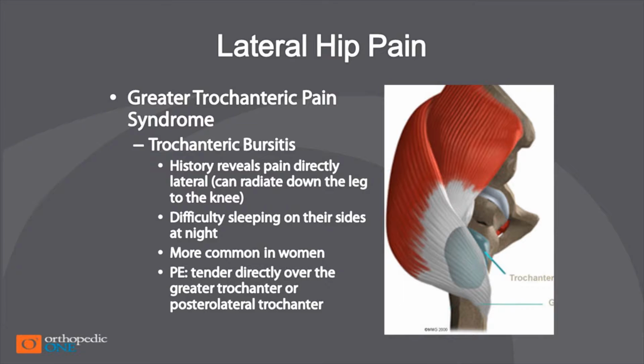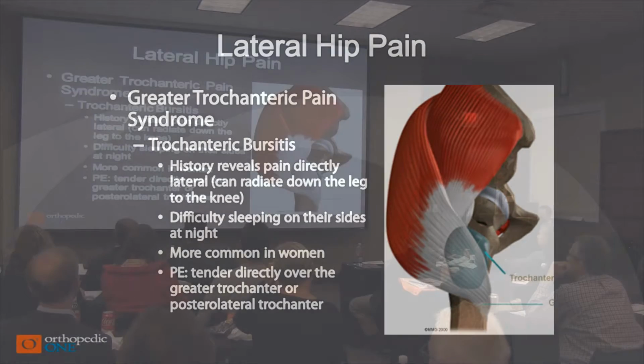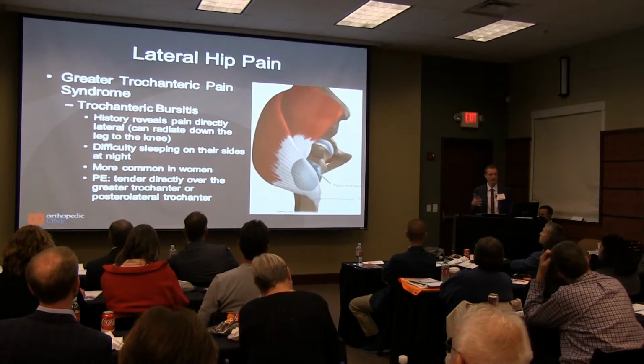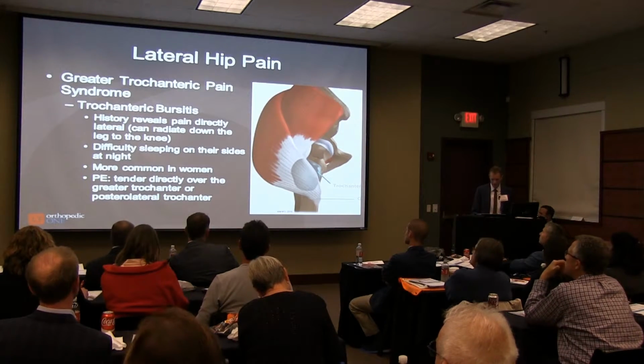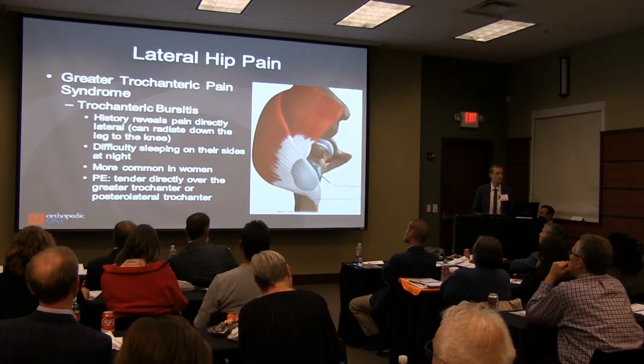Just a good history reveals that patients are painful directly lateral. This can radiate down the leg, but it usually never goes past the knee. It can cause pain and tenderness down by the knee too, but mainly it's right up around the trochanteric region. These people will specifically say, I cannot sleep on my side, I can't sleep on that affected side, because they're basically putting all of their body weight directly onto that inflamed bursa.